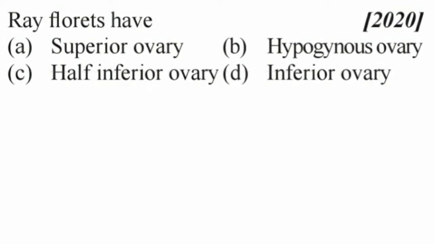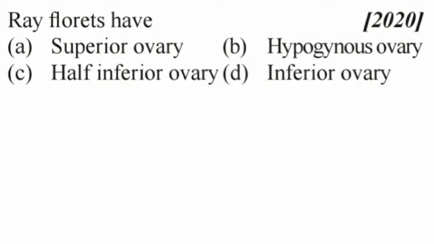Okay, so they have mentioned the different types of ovaries: superior ovary, hypogynous ovary, half inferior ovary, inferior ovary. Actually, ray florets of sunflower have inferior ovary. What is the meaning of inferior ovary? It is also called an epigynous flower. The gynoecium, that is the ovary part, is enclosed by the thalamus completely, and the other floral parts arise above the ovary, and in this case the ovary is inferior.